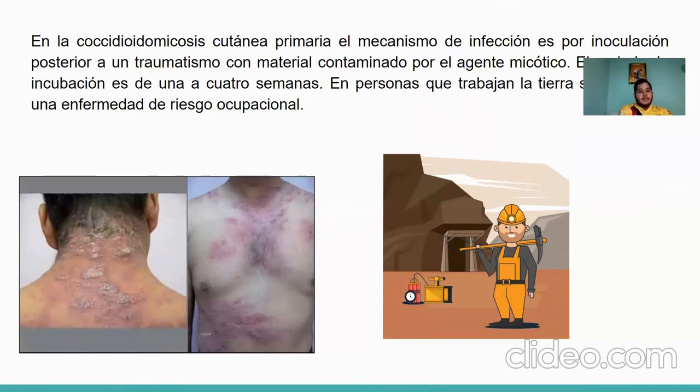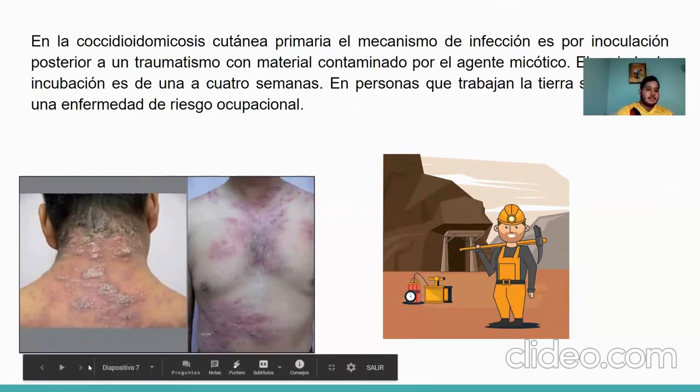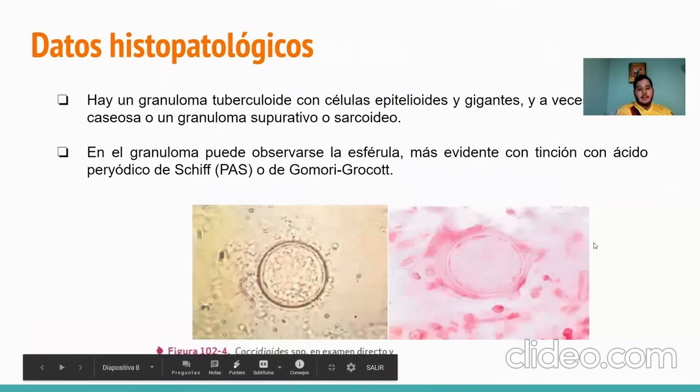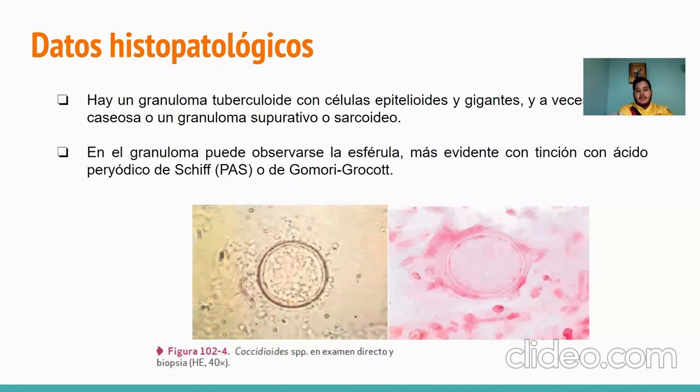In people who work the land, it is considered an occupational risk disease. This is something very important to have in mind. Then we need to know that there is a tuberculoid granuloma with epithelioid and giant cells, and sometimes necrosis, or a suppurative or sarcoid granuloma.